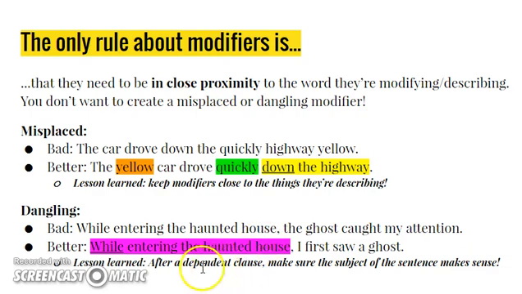So, the lesson that we've learned is that after a dependent clause, we need to make sure that the subject of the sentence makes sense. After a dependent clause, the next word that follows it should be logical and go with it. Modifiers need to be close to the word they're describing.